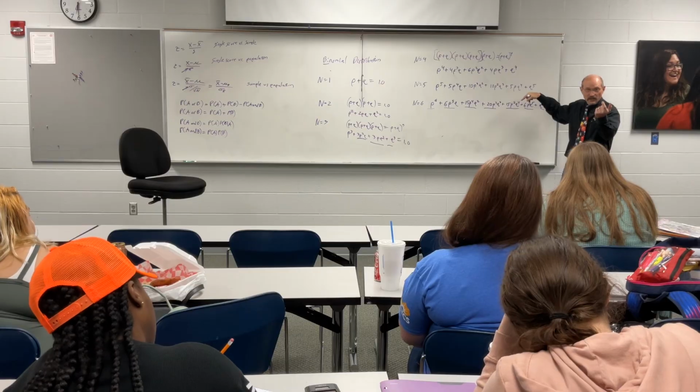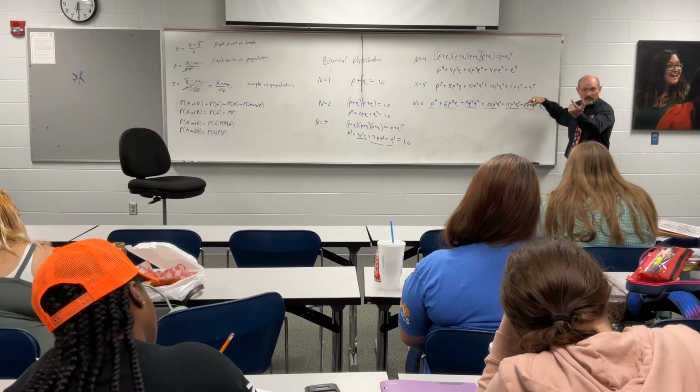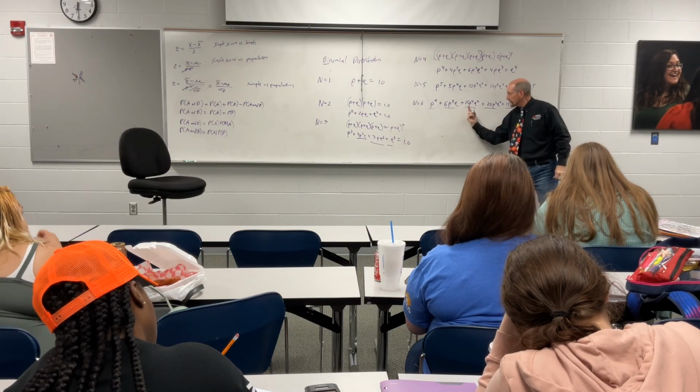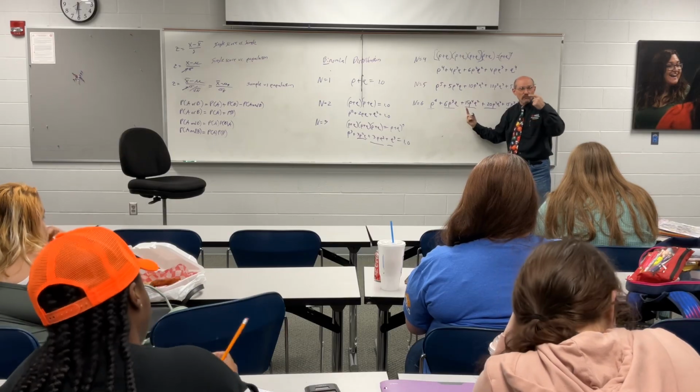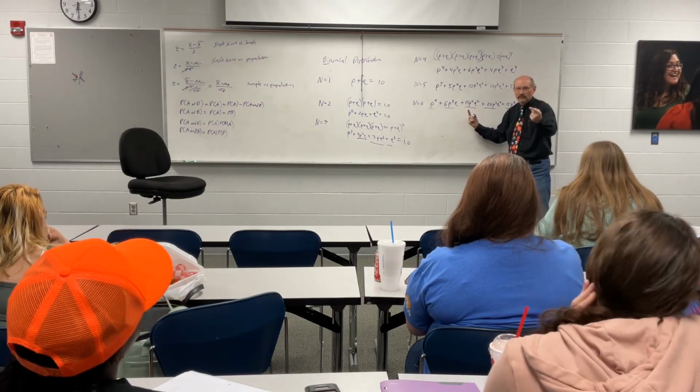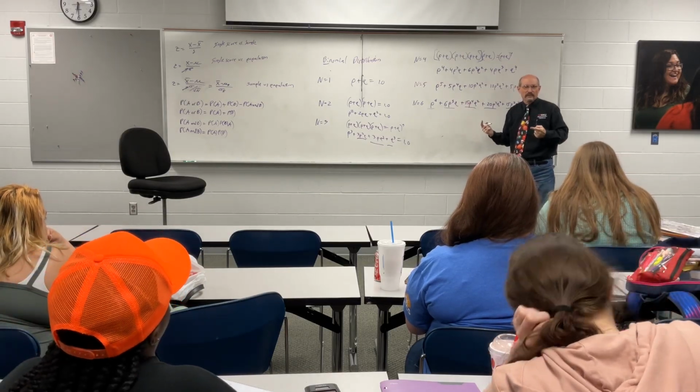The exponent of p is the number of successes. The exponent of q is the number of failures. The coefficient in front of it is the number of ways you can arrange it, in terms of combinations, to produce that particular number of successes and failures.